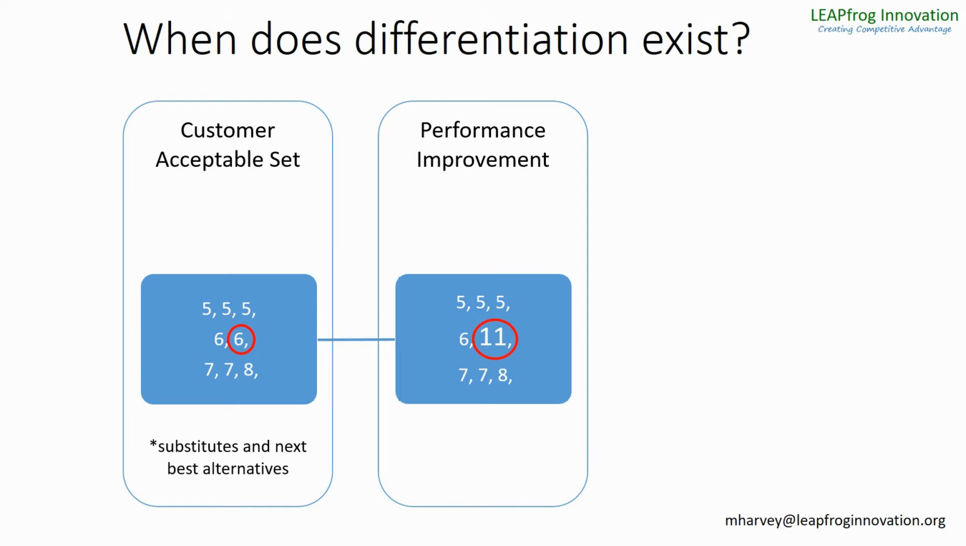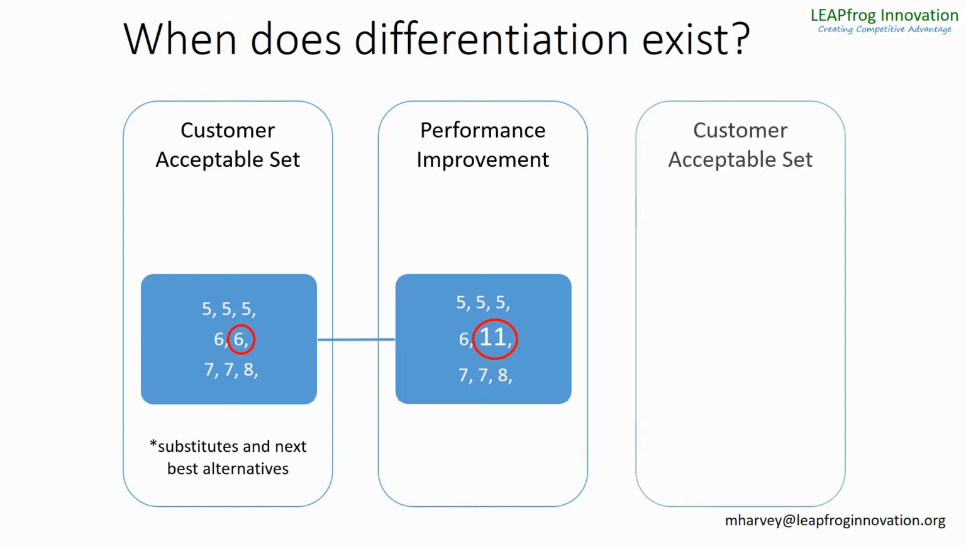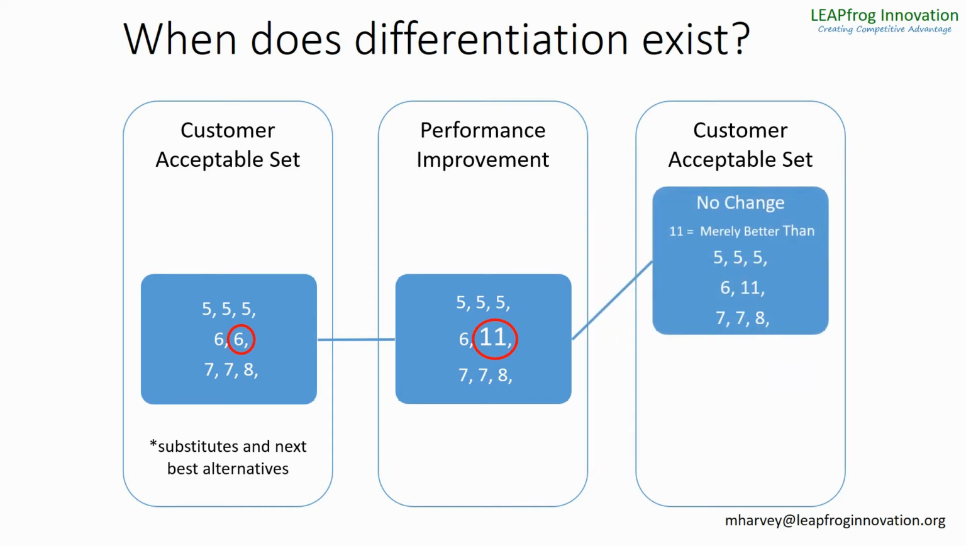Is that differentiation? 11 is clearly better than all the competitors. It might be differentiation, or it might not be differentiation. It depends on what happens to the target customer's acceptable set. If there is no change in the customer's acceptable set, then going to 11 is merely better than the competition. Differentiation does not exist. Going to 11 does not contain a customer value component. It is merely better than the competition.